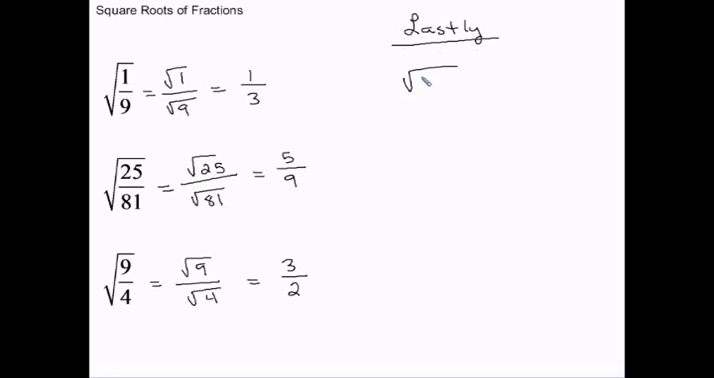Lastly, if we have the square root of a decimal, 144 is 12 squared. So the square root of 144 would be 12. But this isn't going to be 12. It's actually going to be 1.2. Now, if all else fails on these, use the calculator.